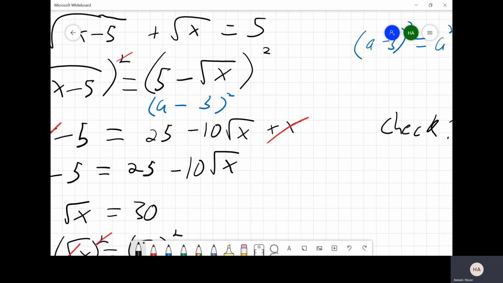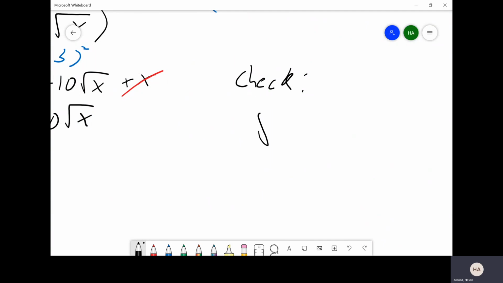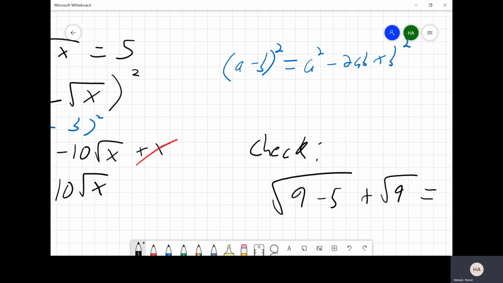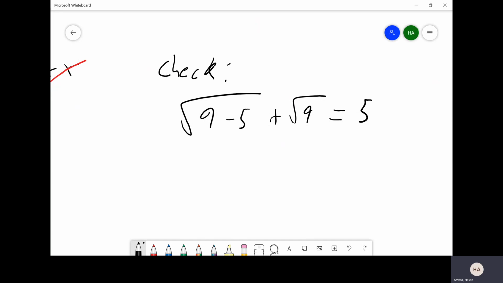So checking, we're going to write our check over here. Wherever there was an x, we're just going to put in our 9, right, to check. So we're going to have the square root of 9 minus 5 plus the square root of 9 is equal to 5, right? It's equal to 5. Okay, so 9 minus 5 underneath the radical, that gives us square root of 4. And remember, because we're not solving for a variable, we're only doing a check, right? The square root of 4, we only need to consider the positive value. So square root of 4 is just going to give us 2 here.